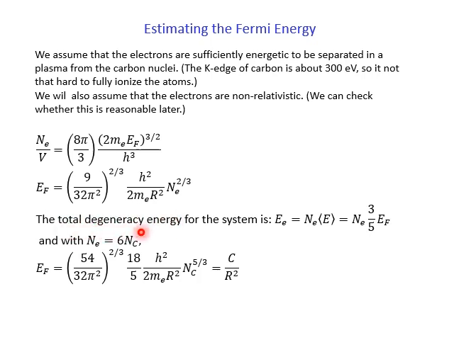The total degeneracy energy for the system is the energy of the electrons in the system, which is the total number of electrons times the average energy per electron, with this 3/5 of the Fermi energy. And then when we plug that all together, using the fact that the number of electrons is equal to 6 times the number of carbon atoms, if it is driven through to being carbon, but it wouldn't make any difference in terms of the electron degeneracy pressure if we associated the electrons with helium nuclei, for example.